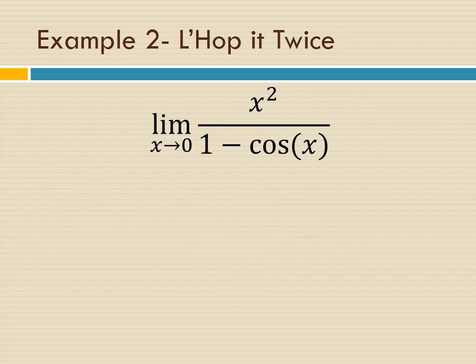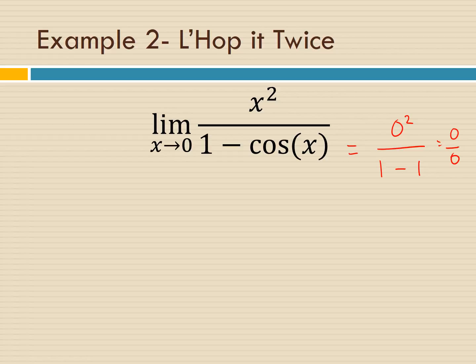So there may be some cases where you have to use L'Hopital's rule more than once, for example, in this problem. Originally, if you plug in a 0 into this problem, you get 0 squared over 1 minus the cosine of 0, which gets you 0 over 0. So this is clearly a form where you have to use L'Hopital's rule.